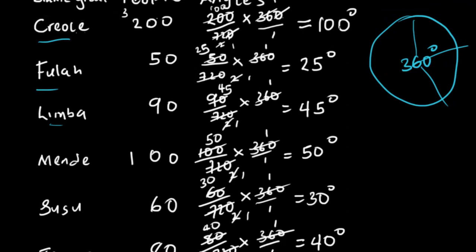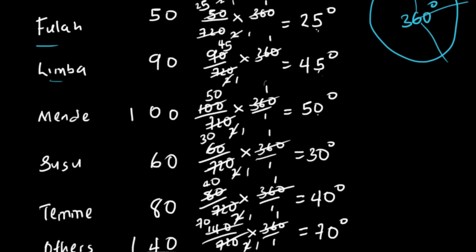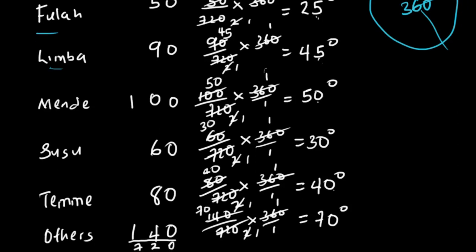Let's try it. 100 plus 25 is 125. 125 plus 45 gives us 170. 170 plus 50 gives us 220. 220 plus 30 gives us 250. 250 plus 40 gives us 290. 290 plus 70 gives us 360 degrees. So the total here is 360 degrees, which means that we are correct.